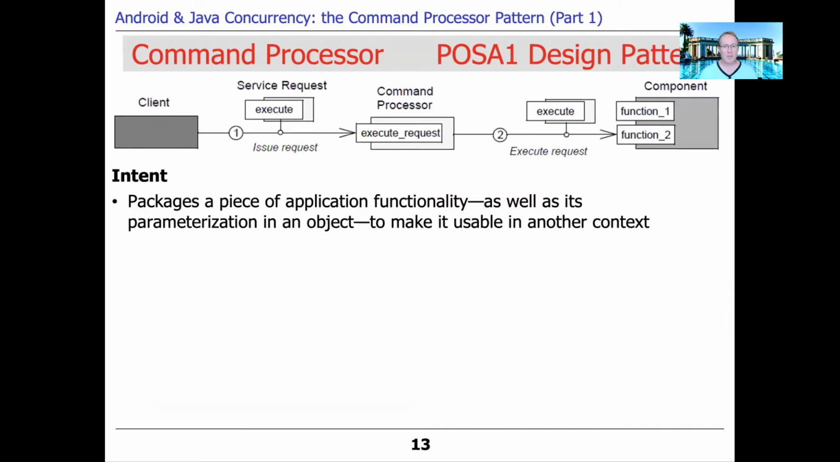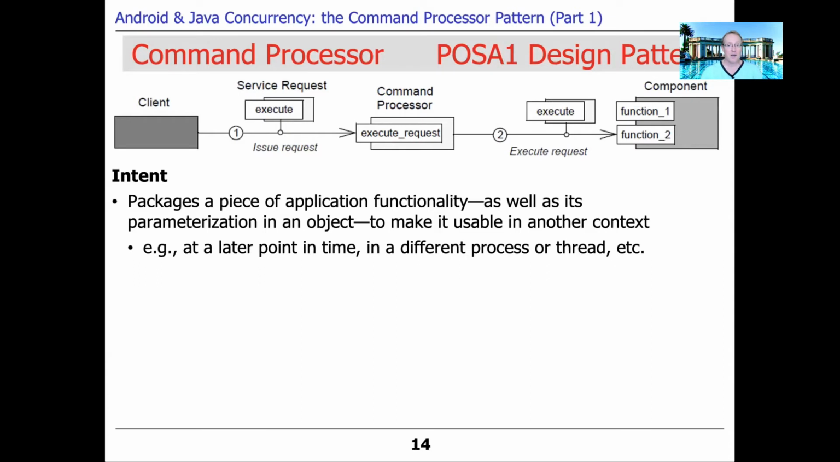So let's talk a bit about the command processor pattern, the way it would be described in its various incarnations, starting in the POSA 1 book, the Pattern-Oriented Software Architecture, Volume 1 book. The intent of this pattern is to package a piece of application functionality, as well as parameterizing it, in an object form so it can be usable in another context. So other contexts would be a later point in time.